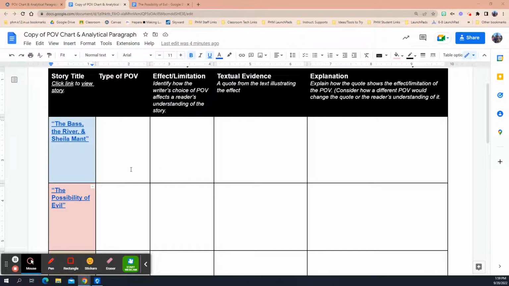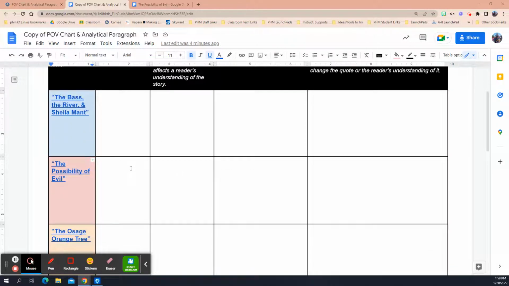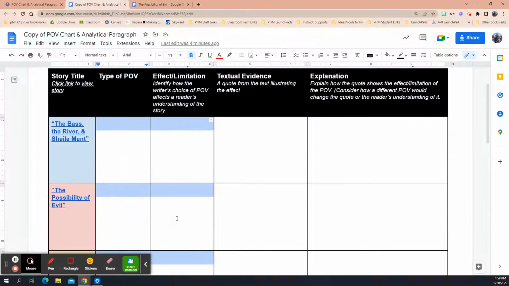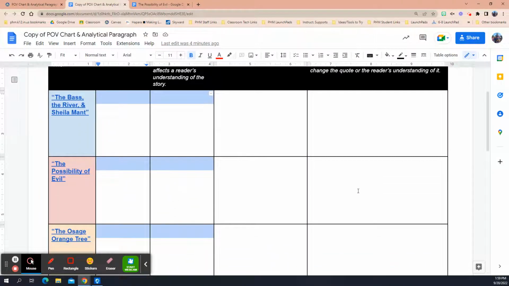So, for your chart, remember you were required to fill out the first two columns for every story, and then you needed to fill in the other two columns, so complete the row for one story of your choice. If you were working in a group, each person needed to be working with a different story.